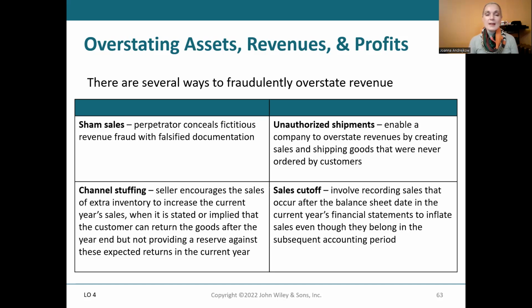revenue. And then the other way to engage in revenue overstatement is looking at sales cutoffs, and that involves recording sales that occur after the balance sheet date in the current year's financial statements to inflate sales, even though they belong in the subsequent period. So basically shifting next year's sales into the current year to inflate the revenue and profits of the organization.